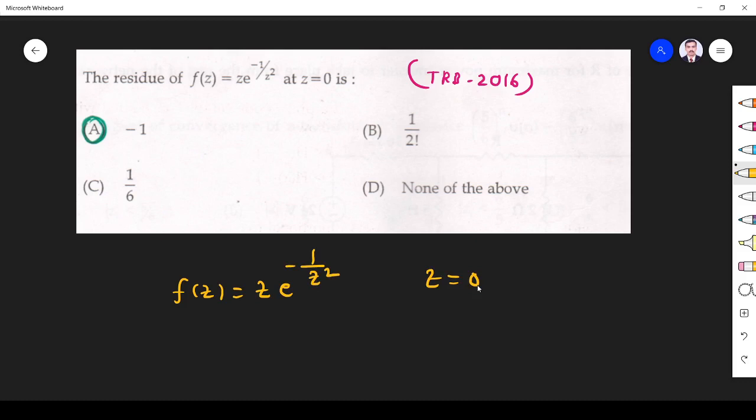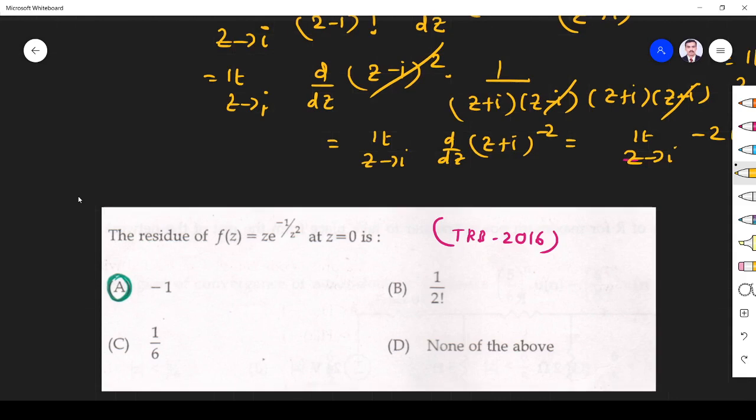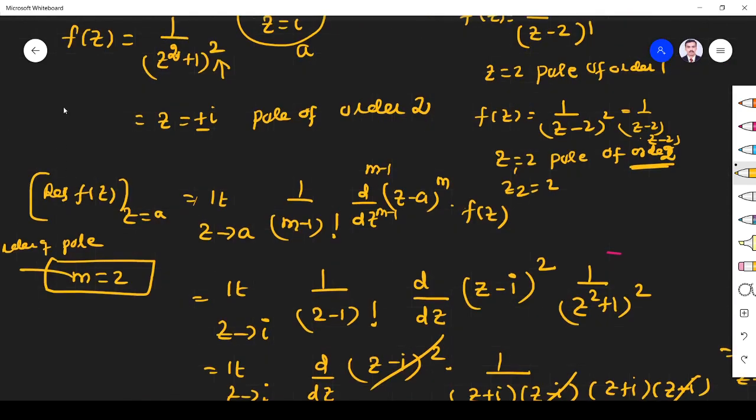Here you see, first we have to check whether we can find a pole. Pole means we should have a denominator as a function of z. So here we cannot have a pole, so we have to go for another method of evaluating the residue. What is that? Let us see. We have studied one more thing.